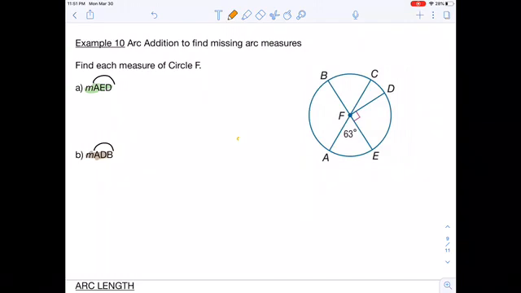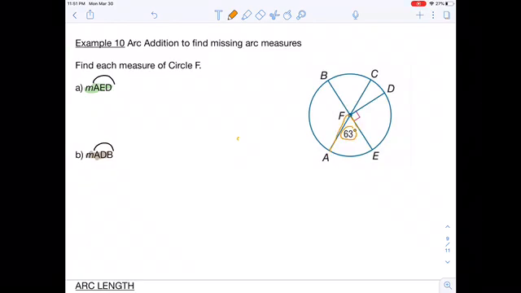Example 10, we're going to use the arc addition postulate to find missing arc measures. And this is real similar to segment addition, where a segment can be made up of smaller segments. Same thing with an arc. You could have an arc that's made up of smaller arcs. So before we start finding our two different arc measures, let's look at the central angles that are given. So we're given two central angles.